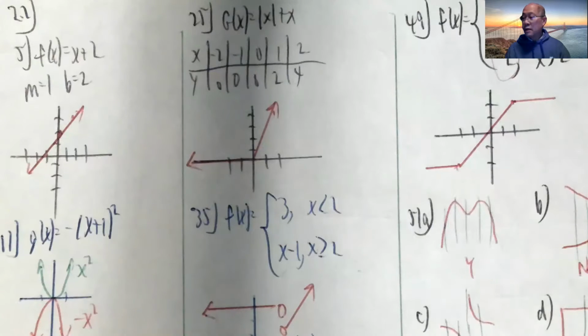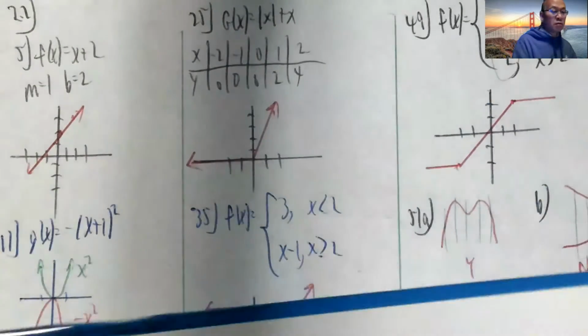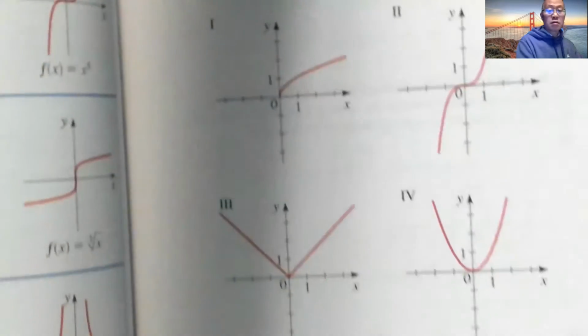This is section 2.2 on graphing. Okay, so we have 5 to 27 odd and 33 to 67 odd. So we'll show that to you now. Page 203 is where it starts.